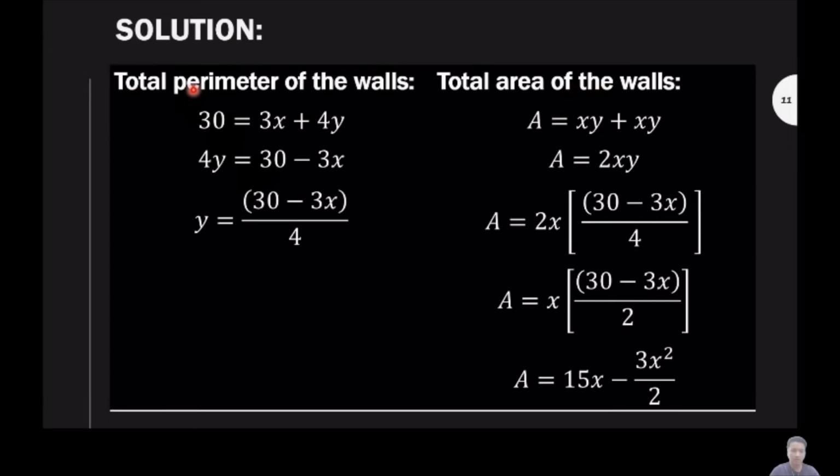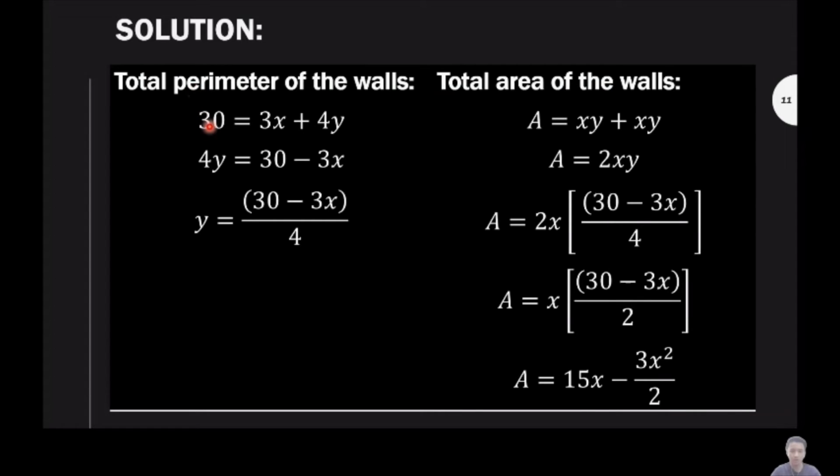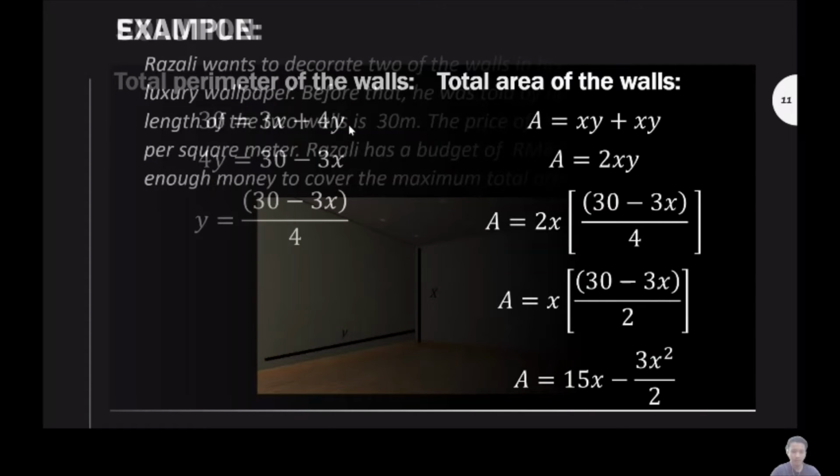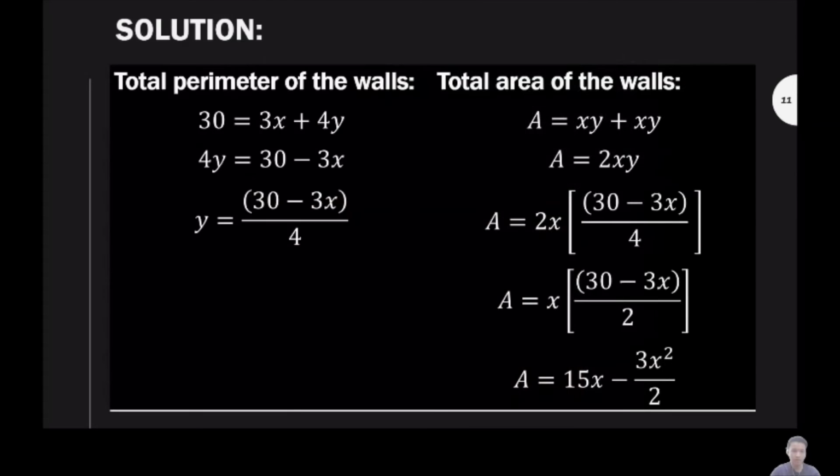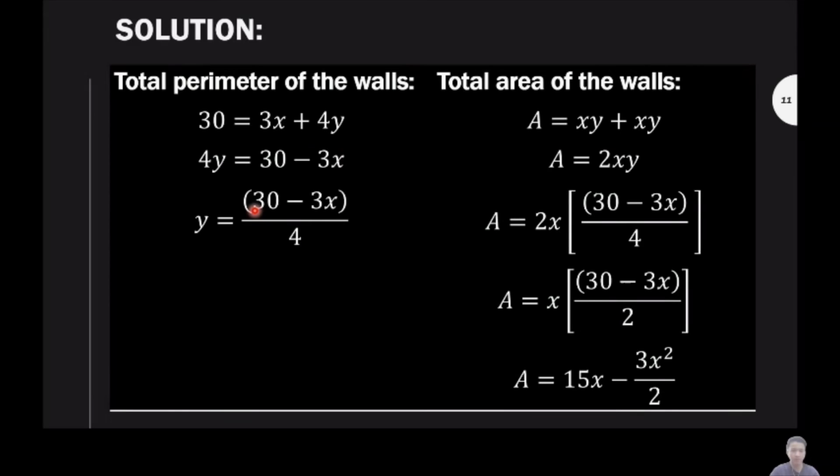To get the total perimeter of the wall, we first need to use the equation that we can make, which is from the question, 30 equals 3x plus 4y. We get 3x from this 1, 2, and 3, so we get 3x, and 1, 2, 3, 4, which is y, so 4y. So after getting the equation, we can simplify by getting y equals (30 minus 3x) over 4.